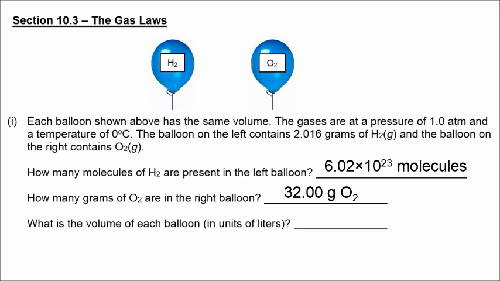Now the volume of the balloon you'd have to remember from your Chemistry 1 days, because we haven't quite gotten to the ideal gas law yet. And maybe you remember that 1 mole of any gas under standard temperature and pressure, which is 1 atmosphere and 0 degrees Celsius, the volume would be 22.4 liters, and you can prove this once you plug in the information into the ideal gas law.